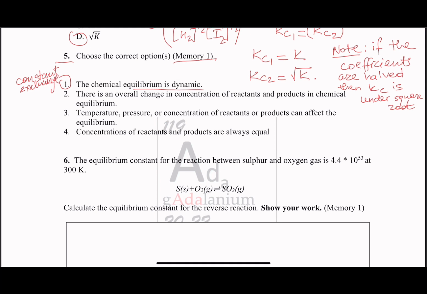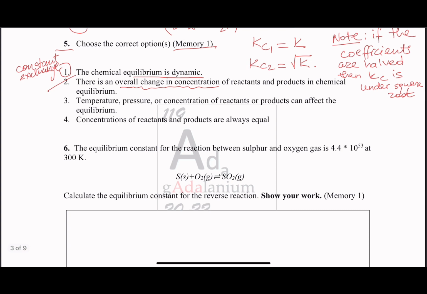And then there's an overall change in concentration of reactants and products in chemical equilibrium. We said that the concentration stays the same even though there is constant exchange between them. So that's why the answer is wrong for 2. And then we have temperature, pressure, or concentration of reactants or products can affect the equilibrium. It can affect because we talked about this in the Le Chatelier principle. So 1 and 3.